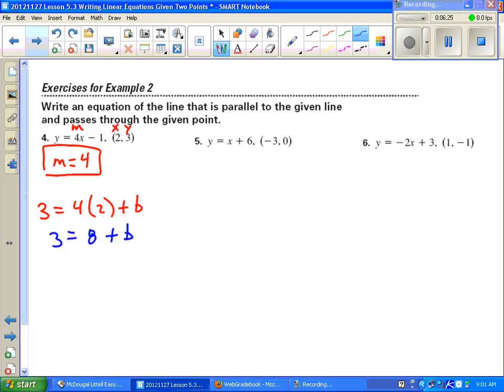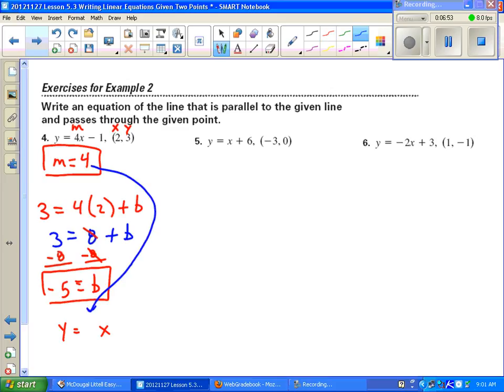plus b equals 3. And when you get rid of that positive 8, you subtract by 8. When you subtract by 8 on both sides, you get negative 5 equals, these will cancel, b. So b's value is negative 5, m's value is 4. Y equals, leave a space, and then put your x. So m's value is 4, so mx, m goes there, 4x, plus b, b's value is negative 5. So plus a negative 5 is the same thing as minus 5. Y equals 4x minus 5.